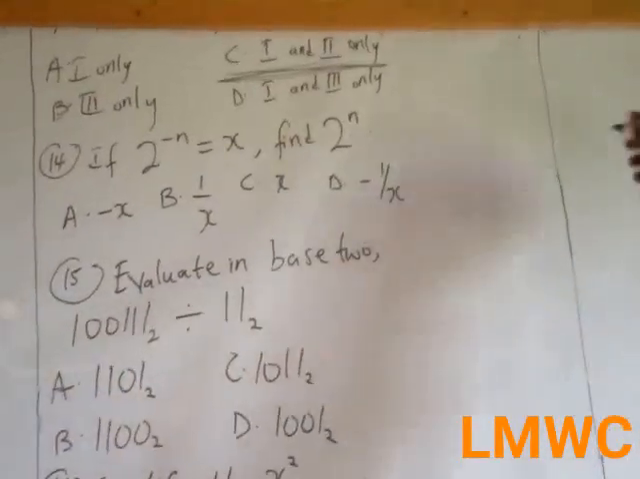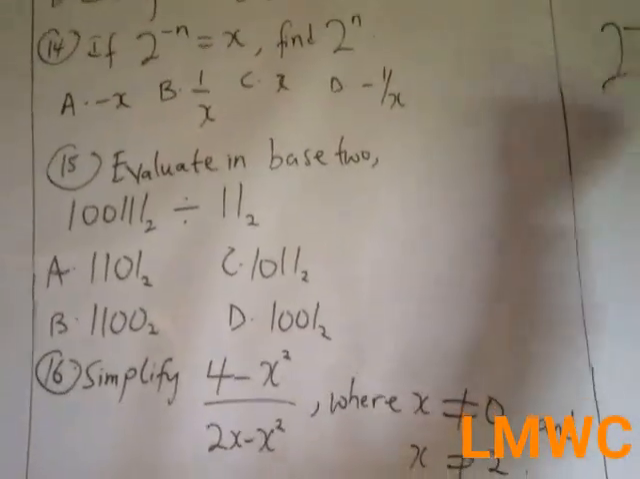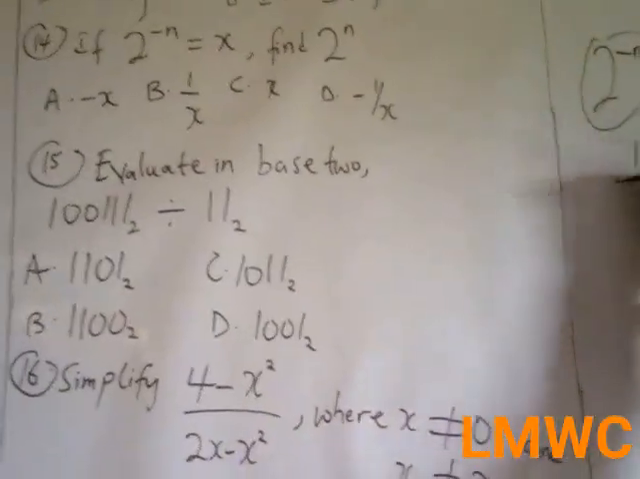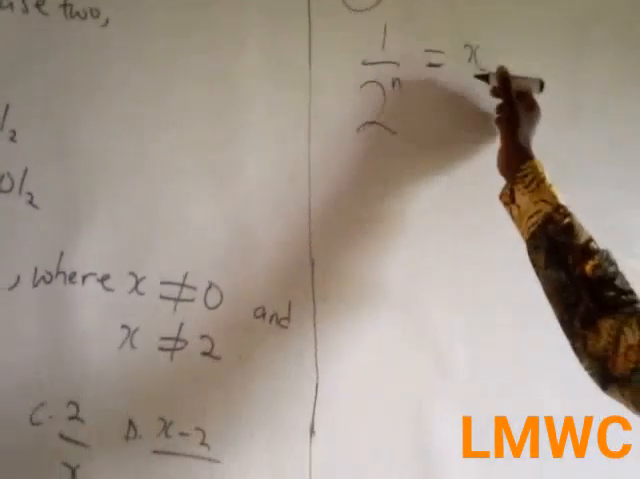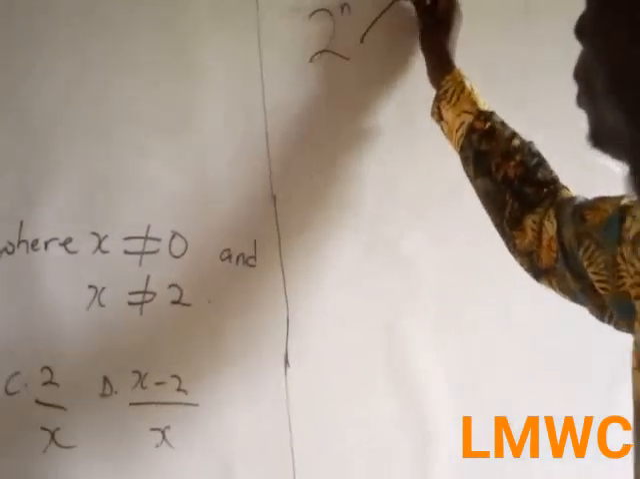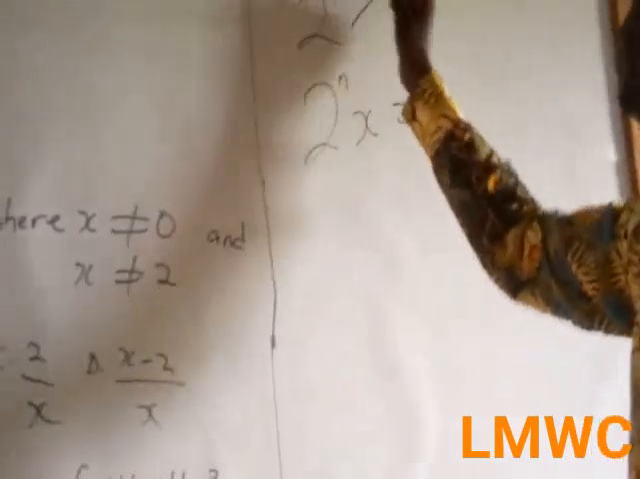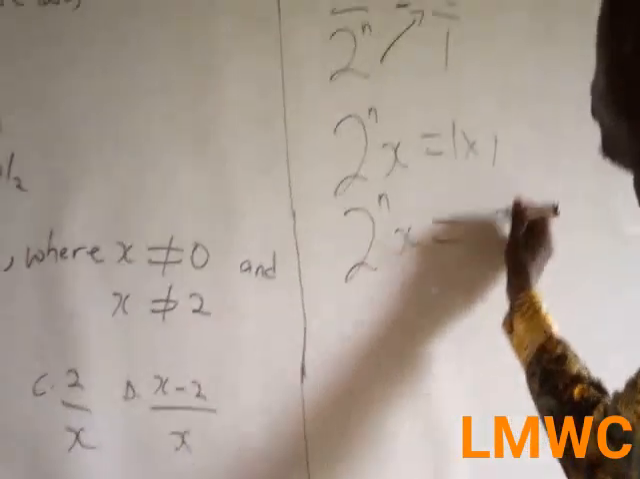Now question 14. 2 power negative n is equal to x. You have been asked to find 2 power n. And this one is the same as 1 over 2 power n is equal to x. So once there is equal to here, you cross multiply. And to cross multiply, this x is over 1. So we have 2 power n times x is equal to 1 times 1.